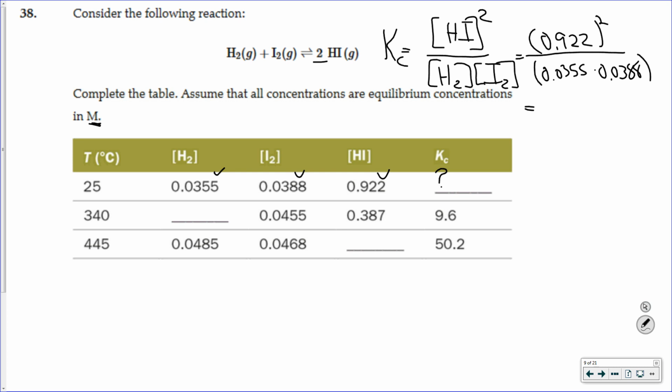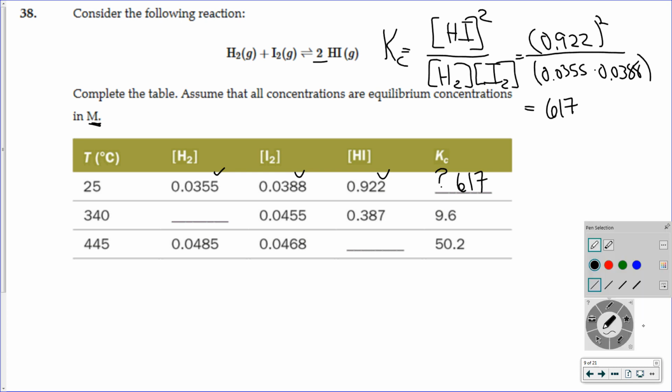And I get 617. Okay. All right, so that's how we approach A. On B, the temperature has changed, and it wants us to know what K sub C is. Did anybody else get 617? Yeah. Okay.